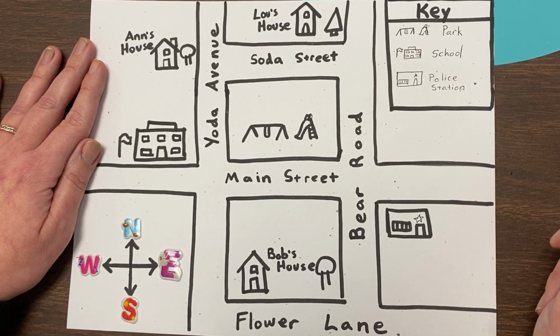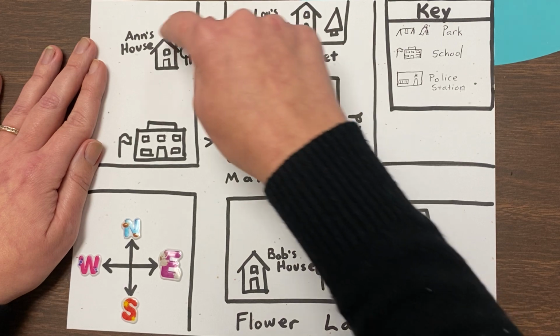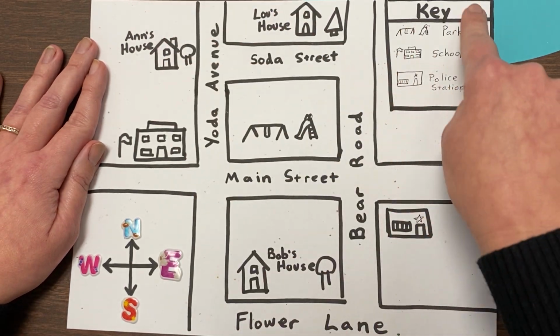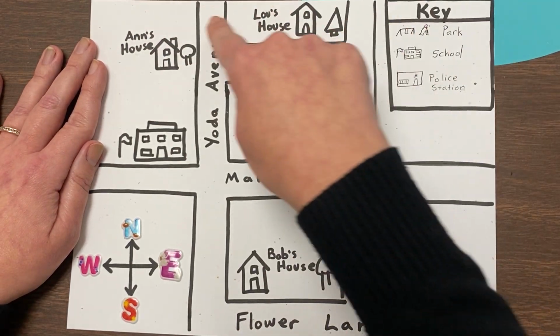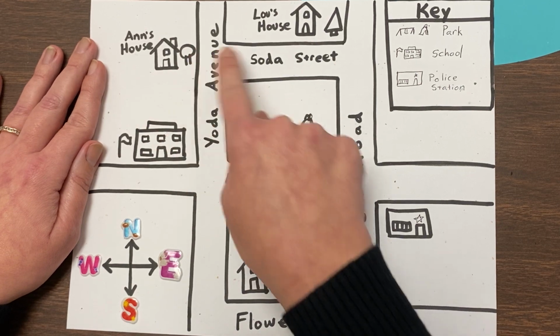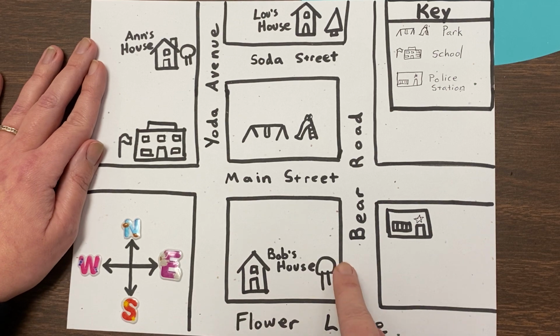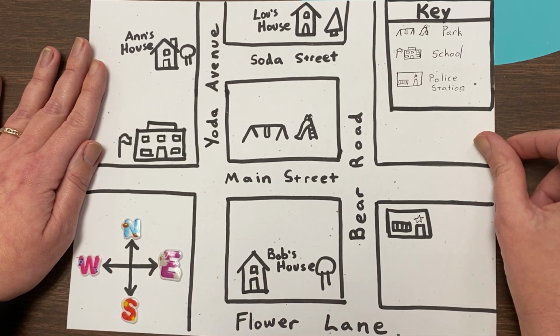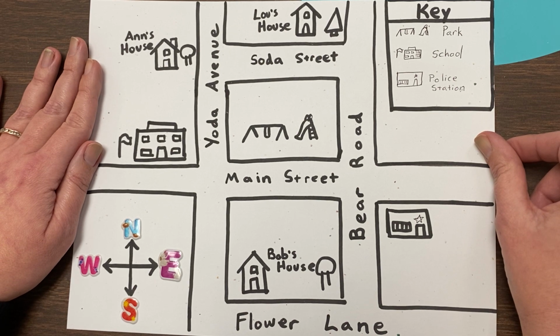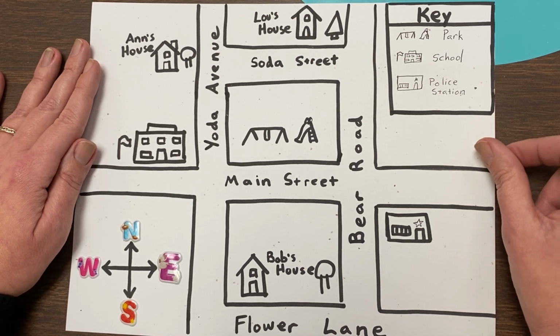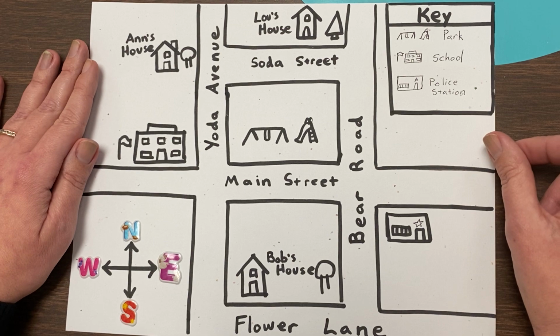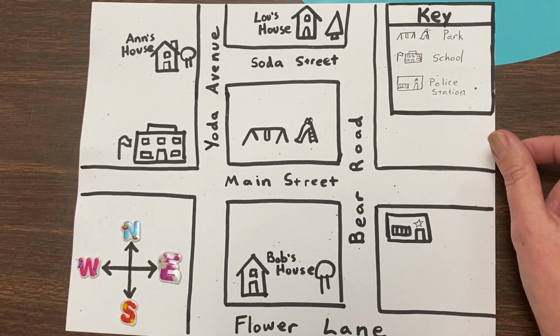Now, we recognize that there are a few things that weren't in the key in the map, like Anne's house, Lou's house, and Bob's house. I'm ready to begin using my map. I'm going to ask some questions and you're going to see if you can figure out the answer before I tell it to you.